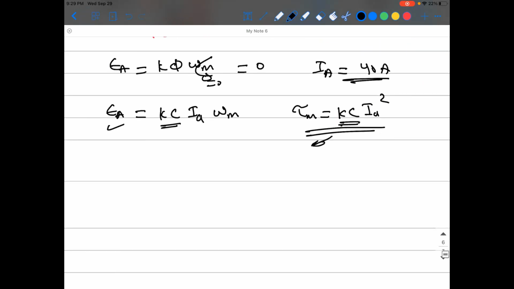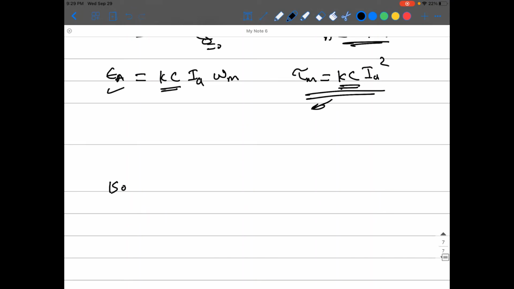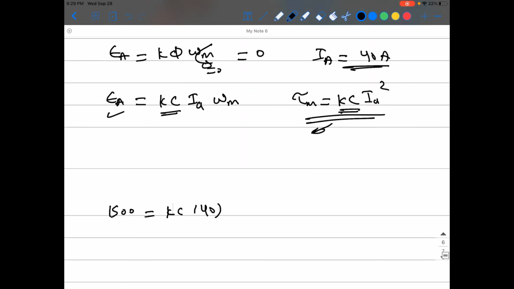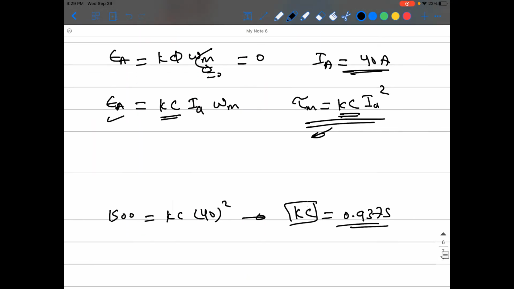From this equation, the torque equals 1500, equals Kc times Ia, which is 40, squared. Now you can find the combined constant K multiplied by C, which will equal 0.9375. Make sure to understand that this is a constant for the motor. You can use this value in whatever calculation, because K is constant and C is constant, so you can calculate them from any information and just keep using them all the time. They're constant just like the parameters, the resistances and all that stuff.